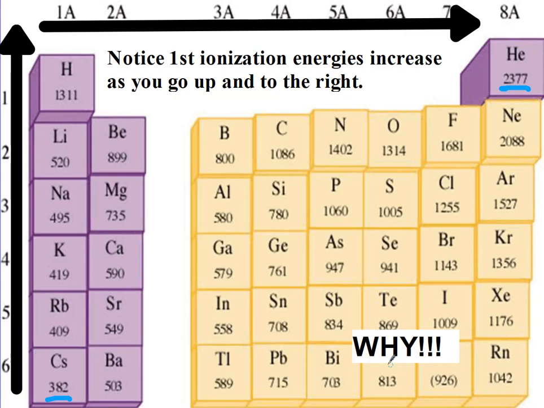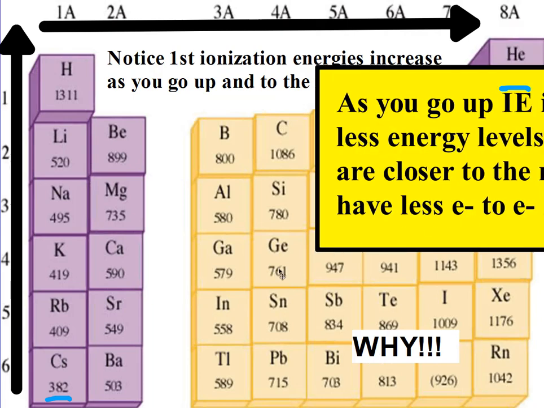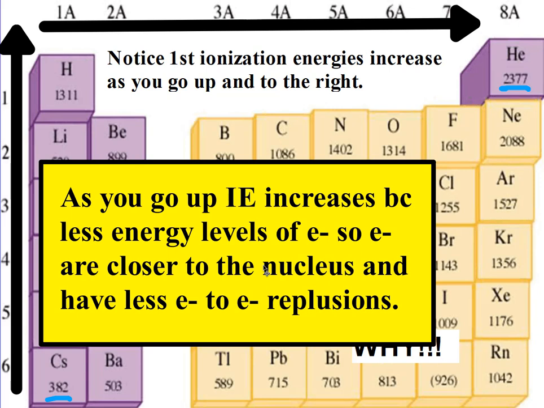Make sure you know why. You cannot say because it's further up or further to the right. So as you go up, ionization energy increases because there's fewer energy levels of electrons. So electrons are going to be closer to the nucleus because they have a smaller distance and they have less electron-electron repulsions. Or as I go down, there's more energy levels, more repulsion, so the electrons are further from the nucleus.